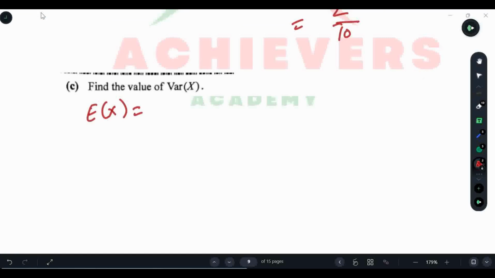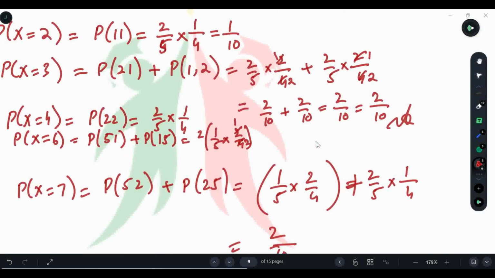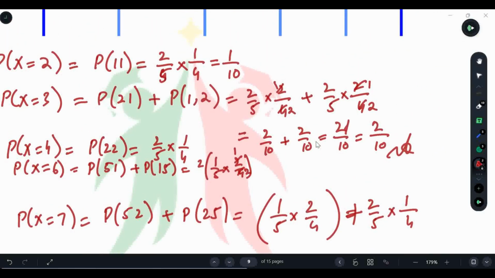So for expected value, we need to simply multiply. Basically the formula for the expected value is summation of x p. So it means that for 2 the probability was 1 by 10, plus for 3 the probability was, what was the probability? Let me check it again. It was basically 4 by 10. Okay, it was 4 by 10. Let me check it over here. Yes, this will be 4 by 10.